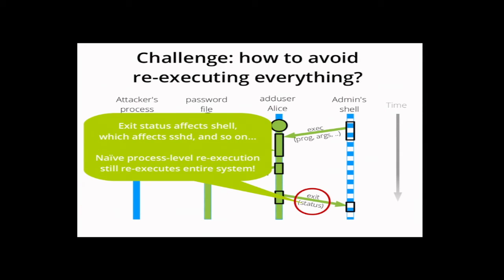According to the rule that I was describing so far, after re-executing the exit system call, we have to roll back the entire admin shell because the exit status affects the execution of the admin shell and the secure shell server all the way up to the login session. It means that this naive process-level re-execution requires re-execution of all processes in the system. Then how can we solve this problem?